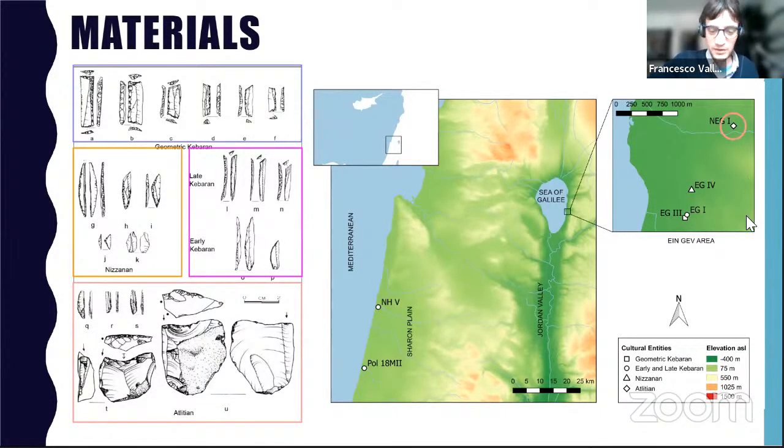We have Nahal Ein Gev 1, attributed to the Atlitian; Ein Gev 4, attributed to the Nizzanan, early Epipaleolithic; Ein Gev 1, attributed to the Kebaran as well, early Epipaleolithic; and Ein Gev 3, attributed to the Geometric Kebaran, middle Epipaleolithic. Finally, to control the possible variability and continuity that we can establish among these Ein Gev sites, we established two control sites in the Sharon coastal plain, both attributed to the early Epipaleolithic Kebaran cultural entities: Nahal Hadera 4 and Poleg 18.